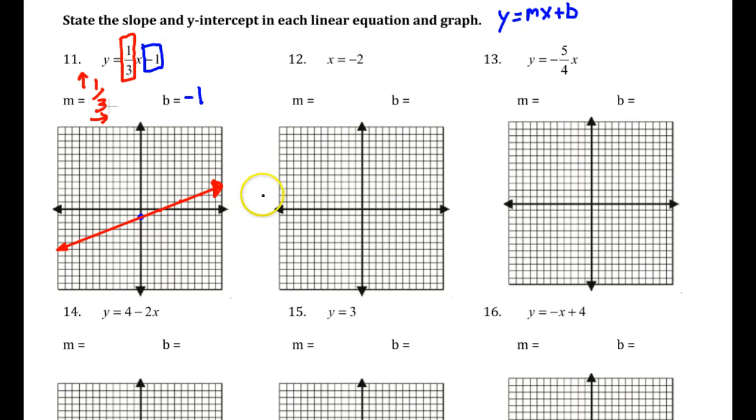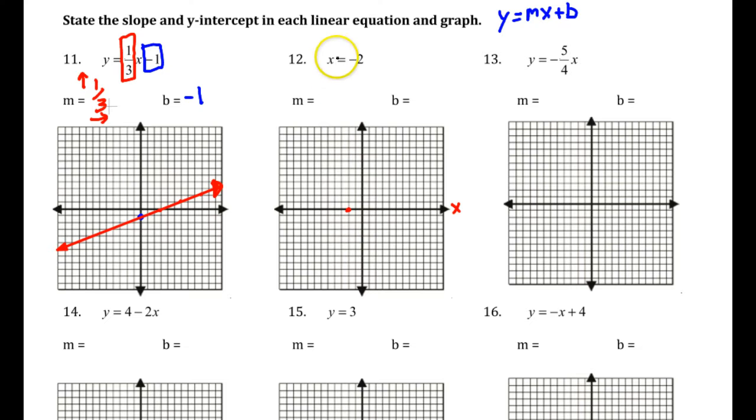Now there are a few variations. Of course, you see how most of these are always y equals, but number 12 is x equals. We went over that a couple days this week. Just remember, for x equals, you start on the x-axis at this number, -2. So one at a time, you start on the x-axis.